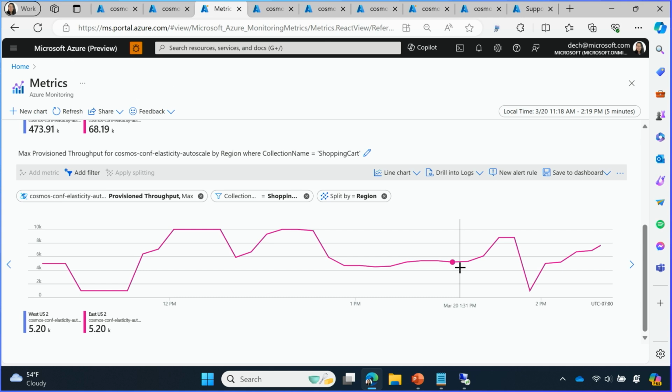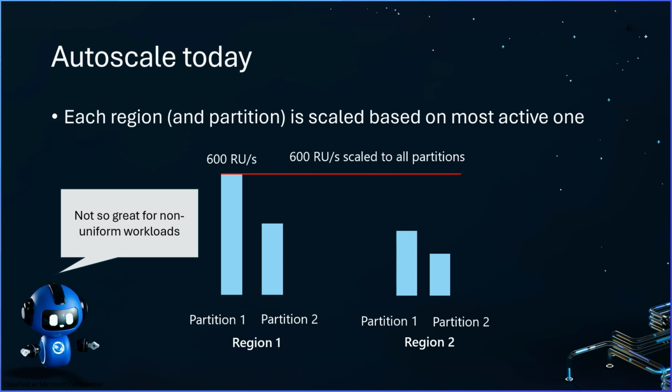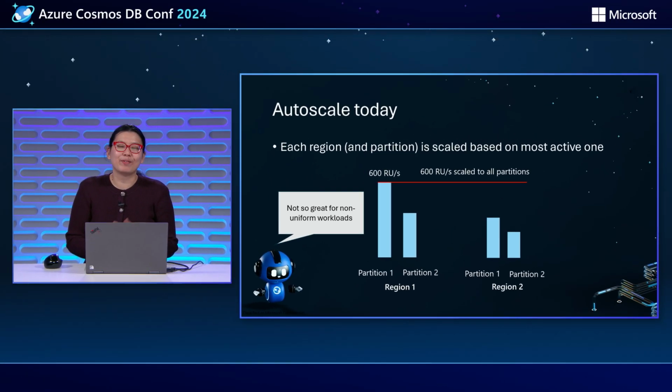Let's take a look at how autoscale does this today and how we can leverage a new preview feature to get better scaling at a per region level. Today, autoscale scales each region and partition you have based on the most active one. So this works really well when your workload is very uniformly distributed across all the regions and partitions, but not so well when your workload isn't, which is the kind of workload we have here for the Contoso Retail.